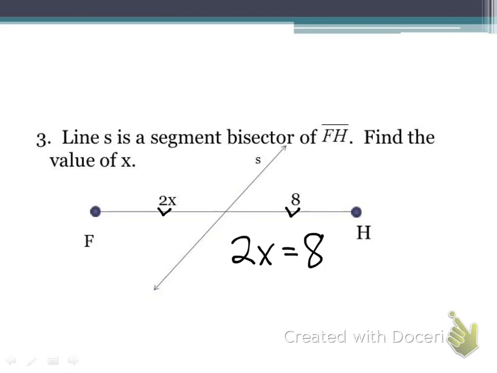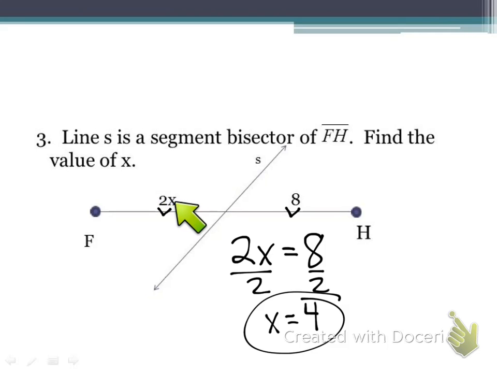Now that I set them equal, I can divide by 2. So what does x equal? 4. Good. And again, if you plugged it back in, 2 times 4 is 8. You'd get 8 and 8. They're congruent, so it makes sense. What are your questions on this one?